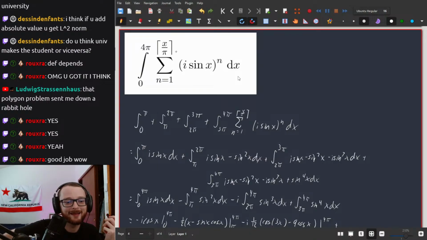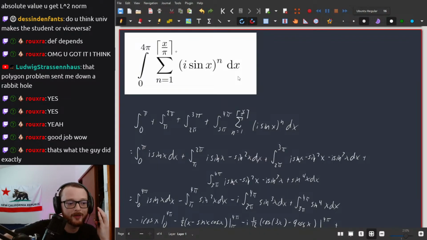Yeah, I have seen that trick before with integrals when you have the floor or the ceiling: you just divide it up into different intervals, and then you can resolve the floor or ceiling before you actually integrate. So the guy did exactly that? Oh, cool, cool.